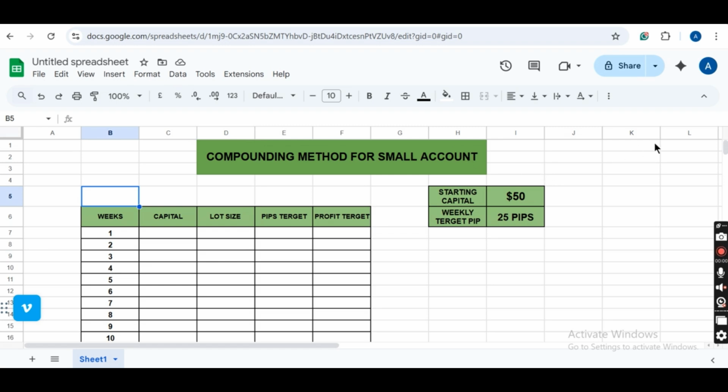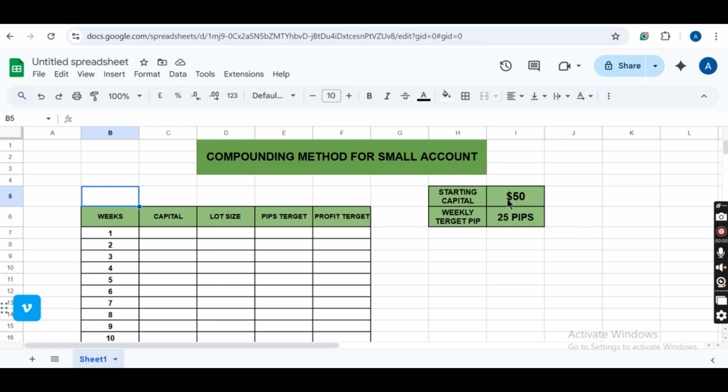And one thing I want you to take note of before we continue is that you don't need to be greedy, because to target 25 pips every week is something that is very easy once you have a very good strategy with a high win rate. When it matures, it's going to sustain you for a long period of time.